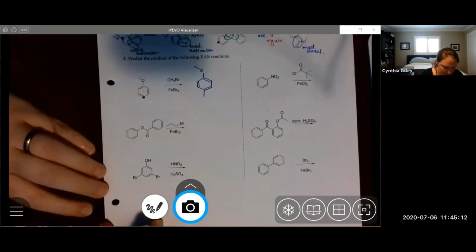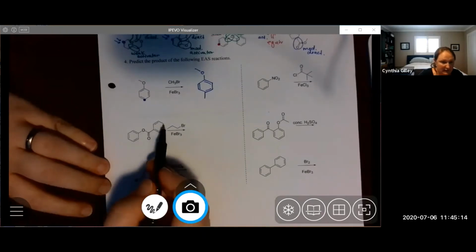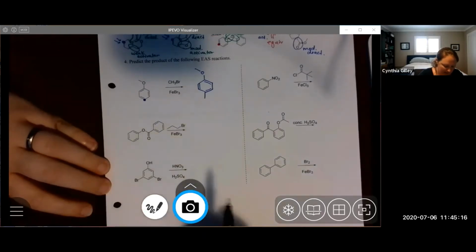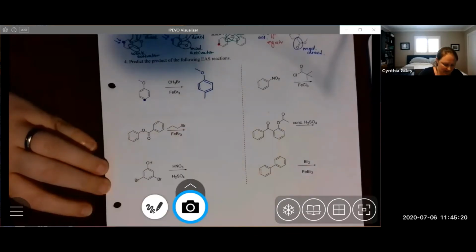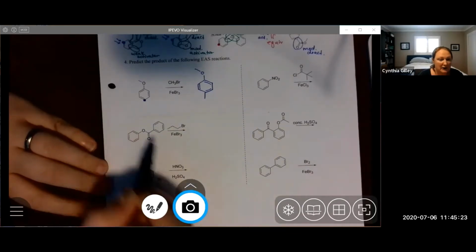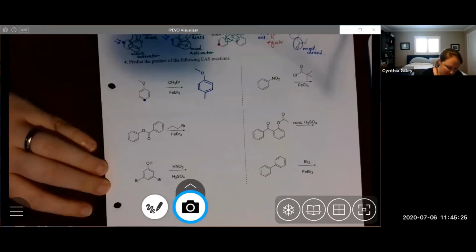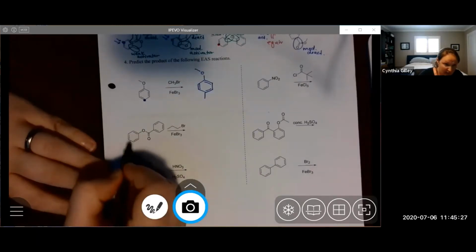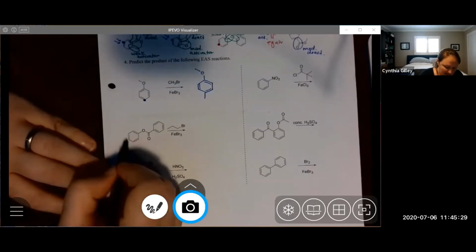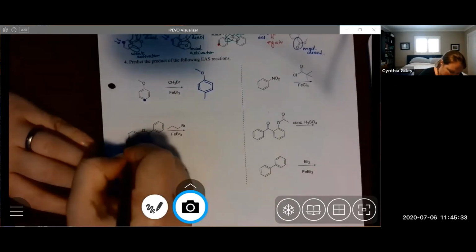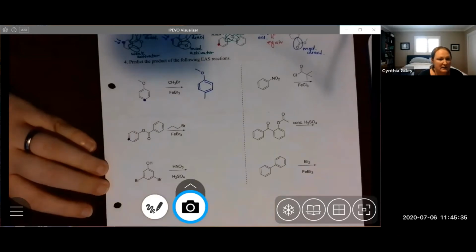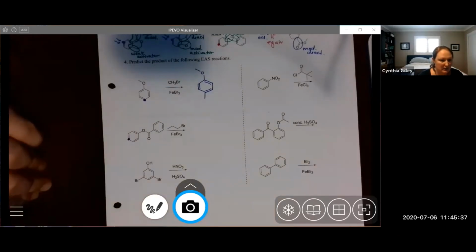Okay, this one, we have two rings. We have to look at both of them. This ring is moderately deactivated, whereas this ring is moderately activated. So this ring is going to be better because moderately activated is much better than moderately deactivated. And it's an activator, so it's going to be an ortho-para director. So we're going to put the group para to that oxygen.